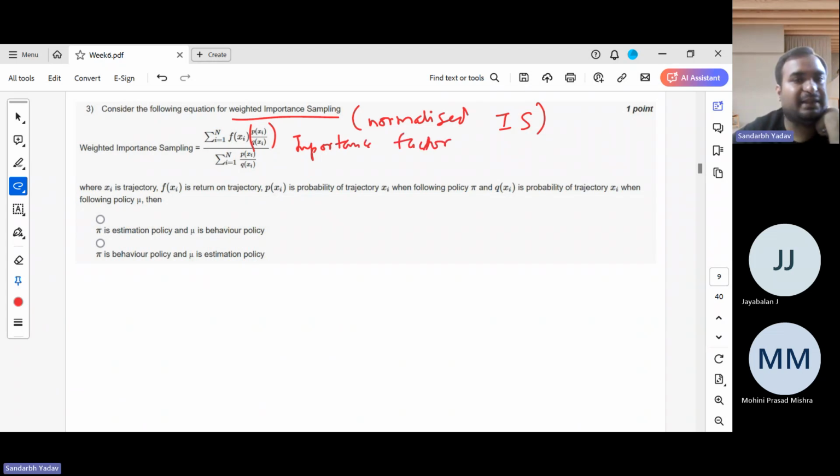So xi is the trajectory, f(xi) is the return on the trajectory. These are the usual notations. P(xi) is the probability of trajectory xi when following policy pi, and q(xi) is the probability of trajectory xi when following policy mu. So they are basically asking what is pi and mu. Is pi the estimation policy or is pi the behavior policy?